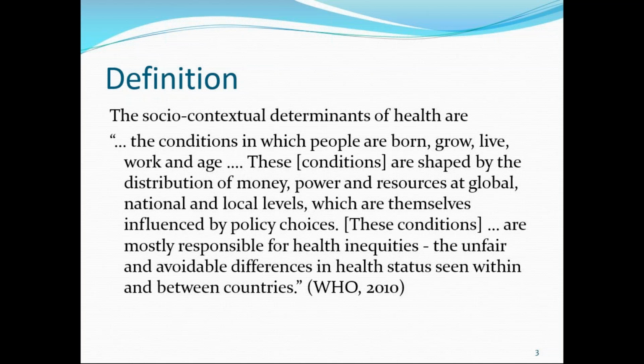I love that WHO recognizes that these distributions don't just arise out of the ether. They're not fundamental facts that are unchangeable. They posit that these distributions themselves are created by policy choices that are made at local, national, and global levels. And that provides a nice hint for ways to address these distributions when they are the causes of ill health at a population level. WHO goes on to say that these conditions are mostly responsible for health inequities, and health inequities are the unfair and avoidable differences in health status seen within and between countries.